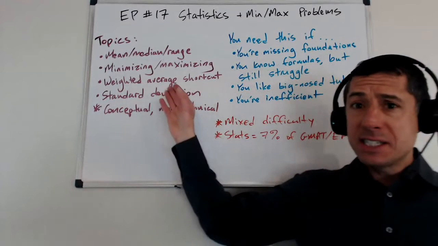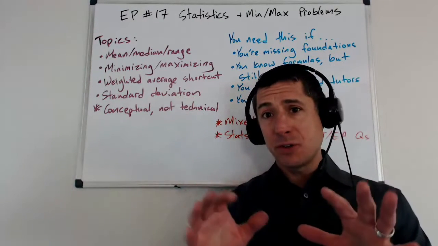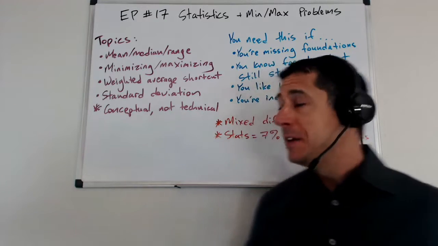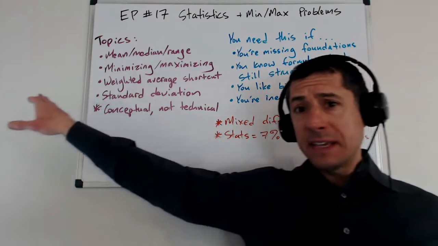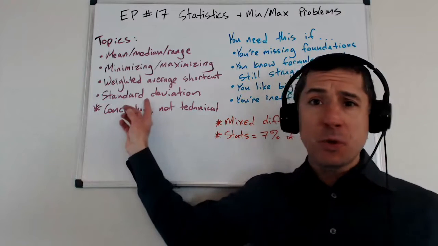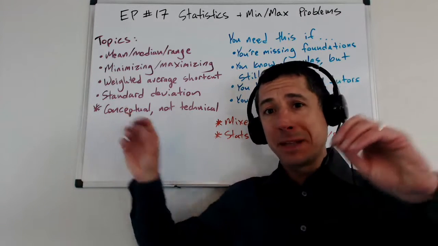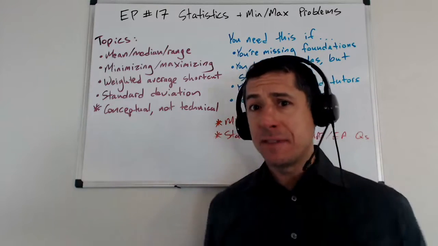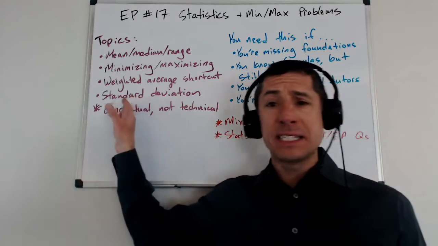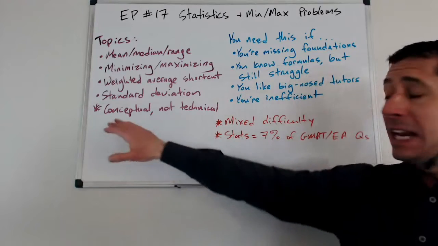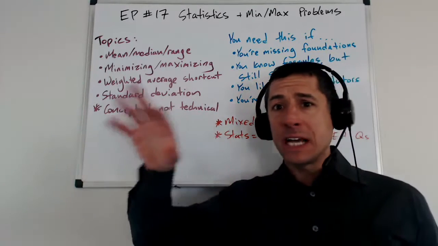Weighted averages, not anything that's super complicated there either, but we're going to show you a really nifty shortcut that'll get you through those questions without doing a ton of algebra. We're going to talk a whole lot about standard deviation. And again, not going to bombard you with formulas. I want you to understand how it works, how to manipulate it. And when we start manipulating a set of numbers, what happens to the standard deviation? Because that's the most common thing you're going to see on the GMAT or EA. And again, the emphasis here is going to be conceptual, not technical.